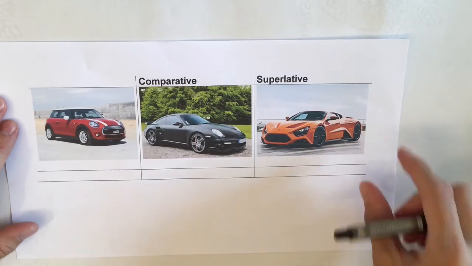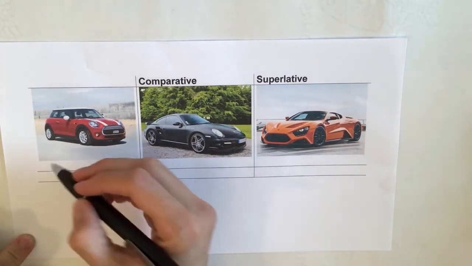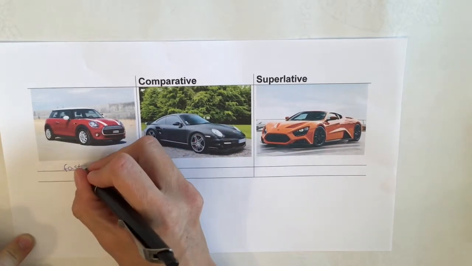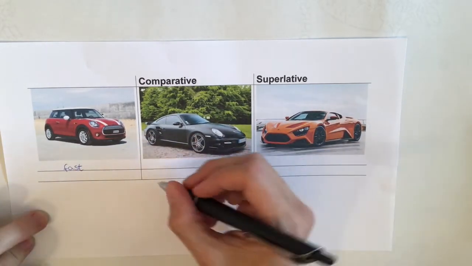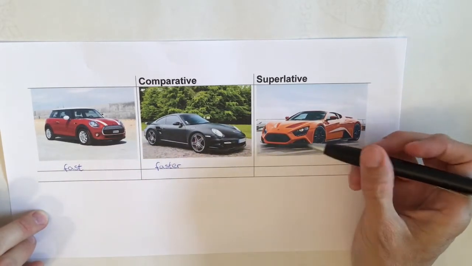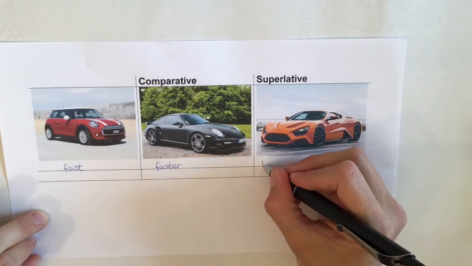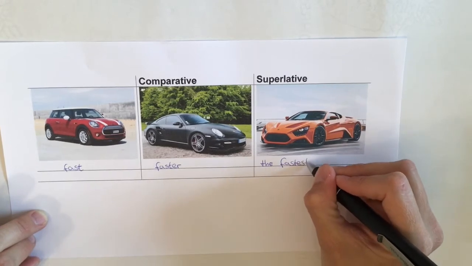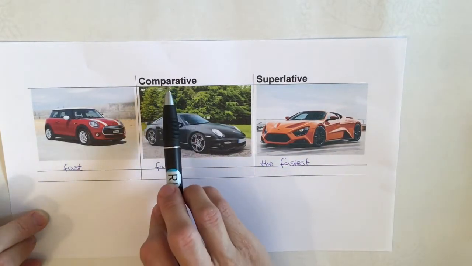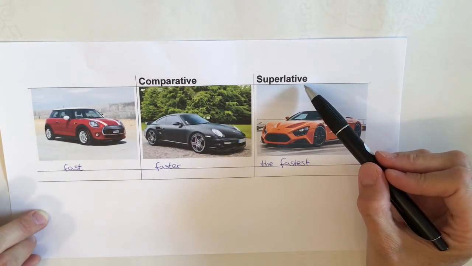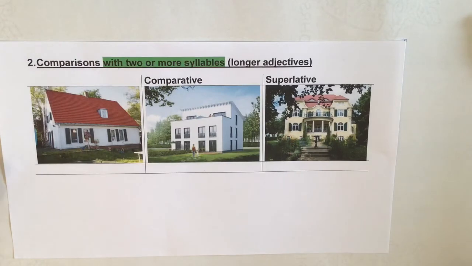Another example. Here we've got a fast car. But this car is even faster. And here we have the fastest car. So this is the comparative form, and we call this third form the superlative form.